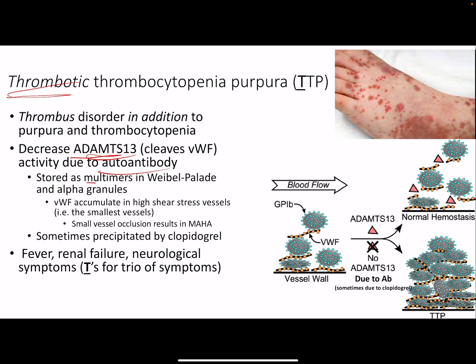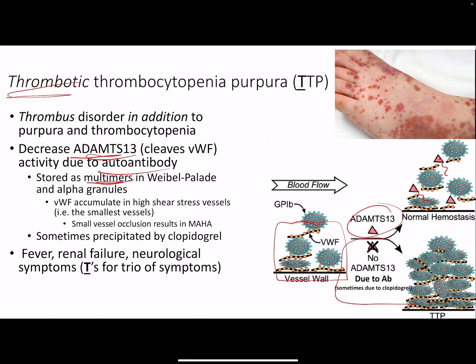So von Willebrand factor is typically stored as a multimer in the Weibel-Palade bodies in the endothelial cells, and the alpha granules in the platelets. But when it's released into the blood, ideally, so here we have it being all stuck together, ADAMTS13 is supposed to, you can see it's kind of broken up here, it's kind of broken up there. Breaking it up causes it to not aggregate so much, which means things can spread out a little bit.